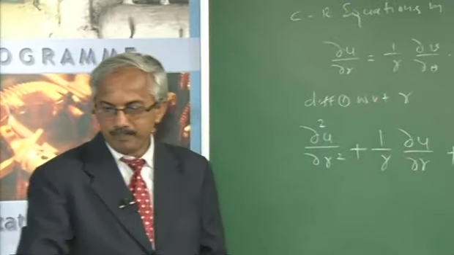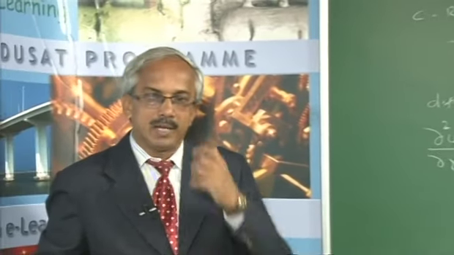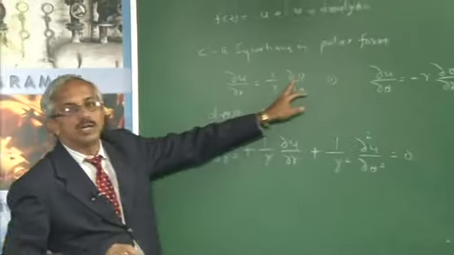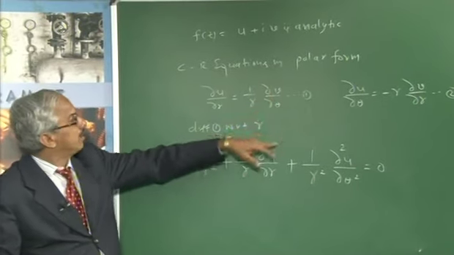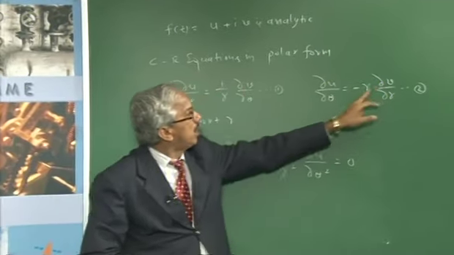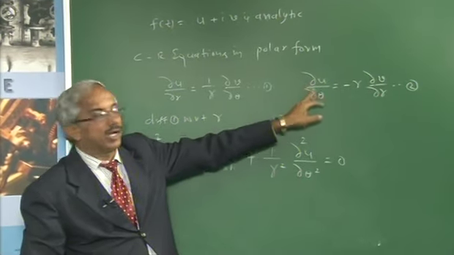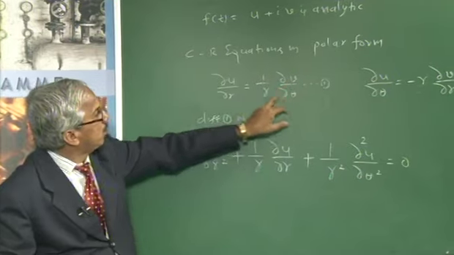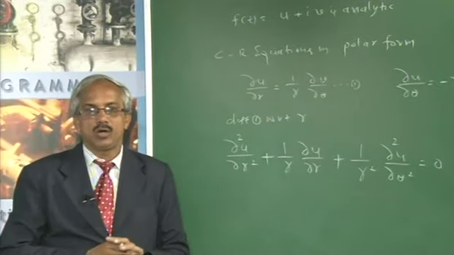Therefore, u is a harmonic function. Similarly, I can get that for the other case, v is also harmonic. I have to take this term. So here, from 1 I have to change dou v by dou r. I can take that dou u by dou r is equal to minus 1 by r into dou u by dou theta, and then from this case dou u by dou theta is equal to r into dou u by dou r.